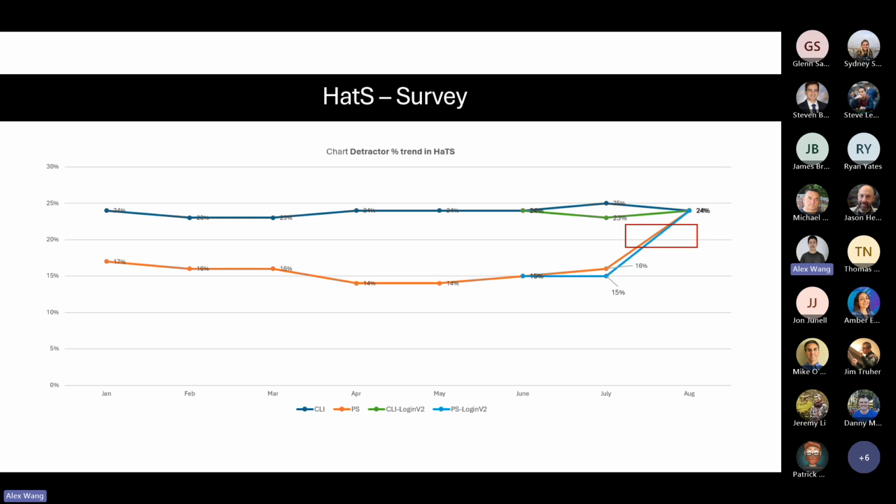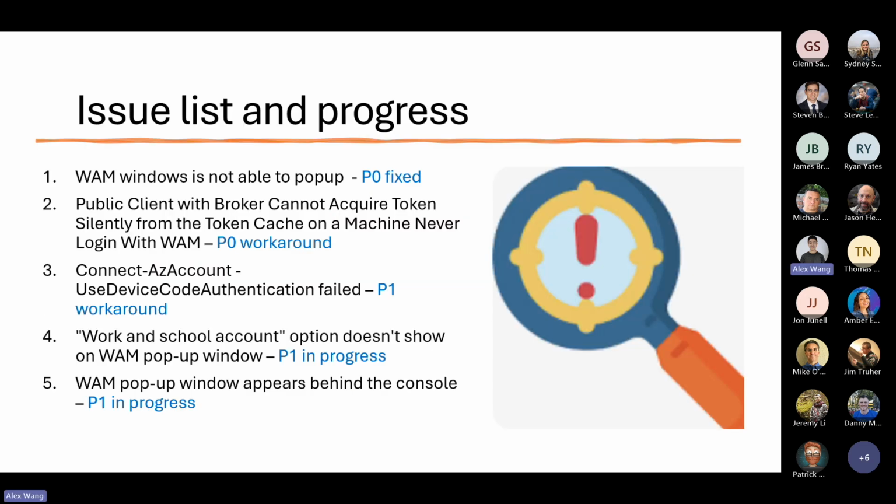Okay, for the known issues list and progress, below is a summary of our known issues, which were resolved or provided with a workaround in the July release. There are mainly 2 P0 issues and 3 P1 issues. All of the issues already have a workaround solution, and all have already been fixed. You can see I put the status here.